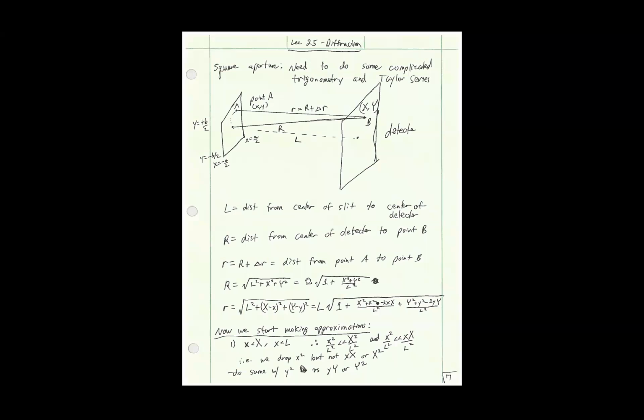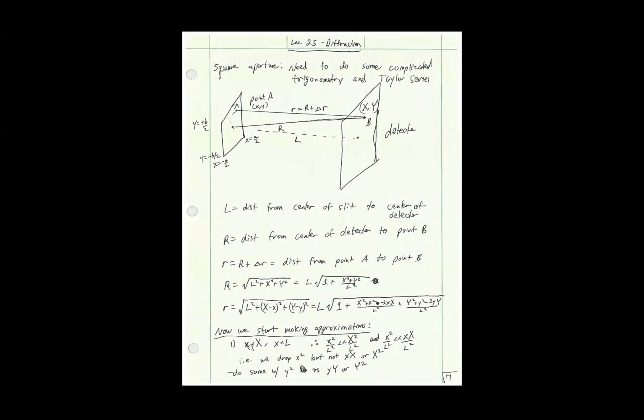And then I'd factor, then I take the square root, and I'm left with this expression. And little r, again, by the Pythagorean theorem in 3D, is going to be the square root of L squared plus the difference in X values squared plus the difference in Y values squared. And in anticipation of what's to come, I again factor out the L.